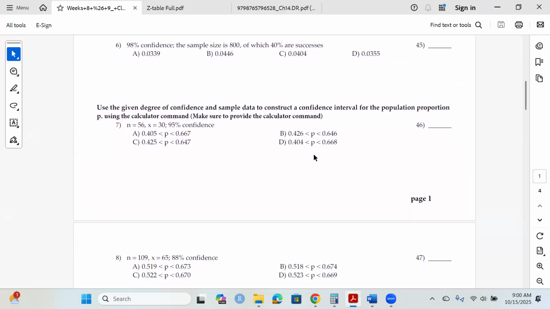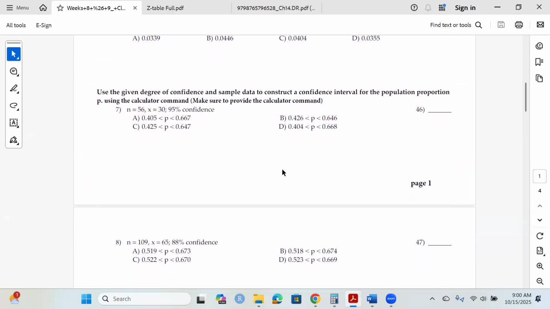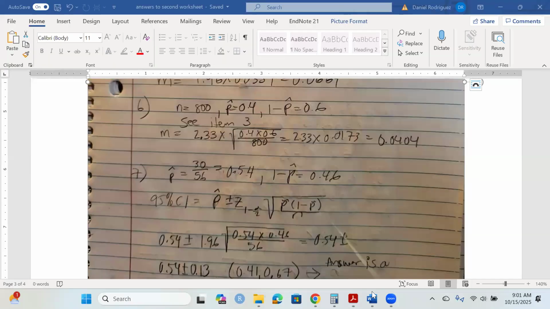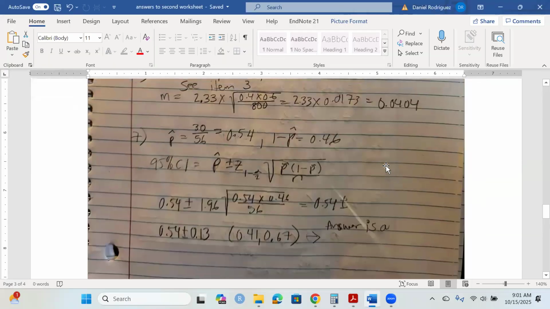So I had to figure this out on my own. Use the given degree of confidence and sample data to construct a confidence interval for the population proportion using a calculator command. I don't have that calculator, so I'll just do this on my own. So we know n is equal to 56, x is equal to 30, and here's the confidence. So basically we're doing the same thing we did before. We need the margin of error so we can construct the confidence interval. That's basically what we're doing here. And I think this is the first one, right?